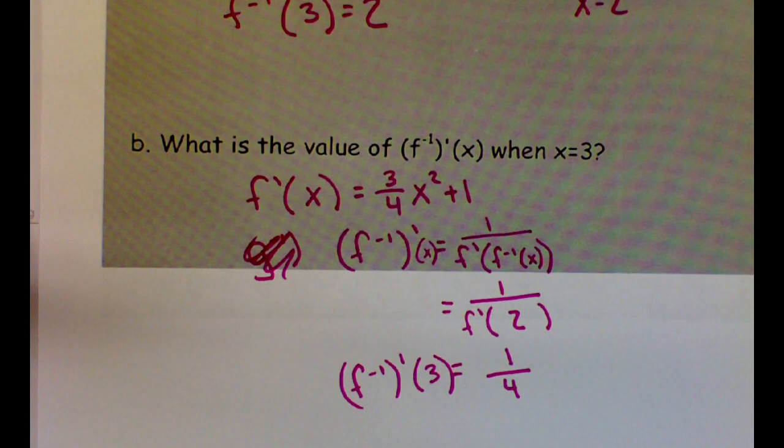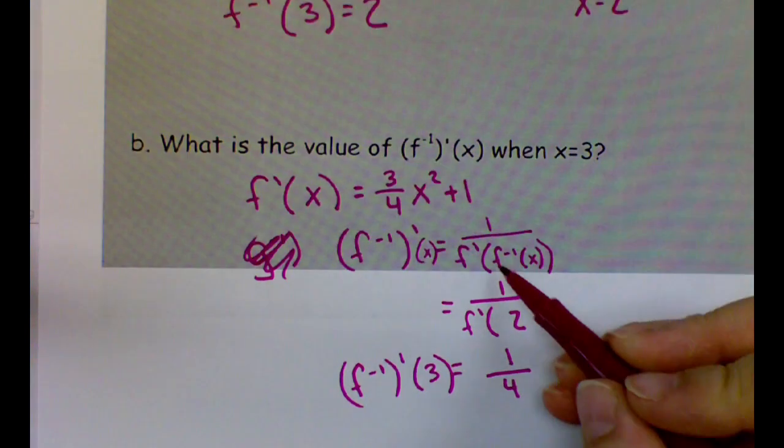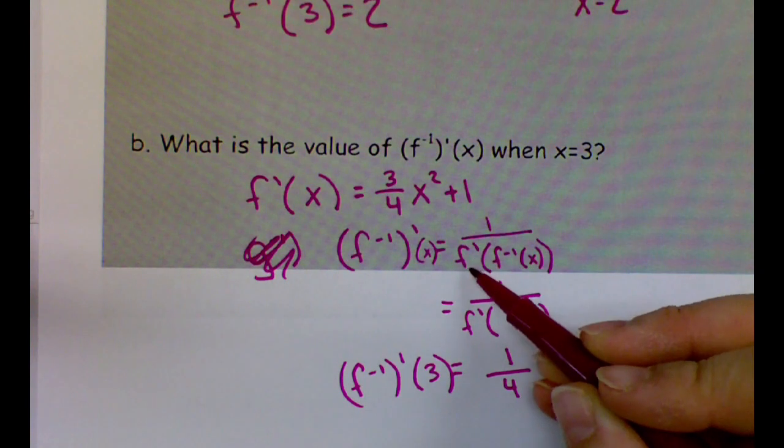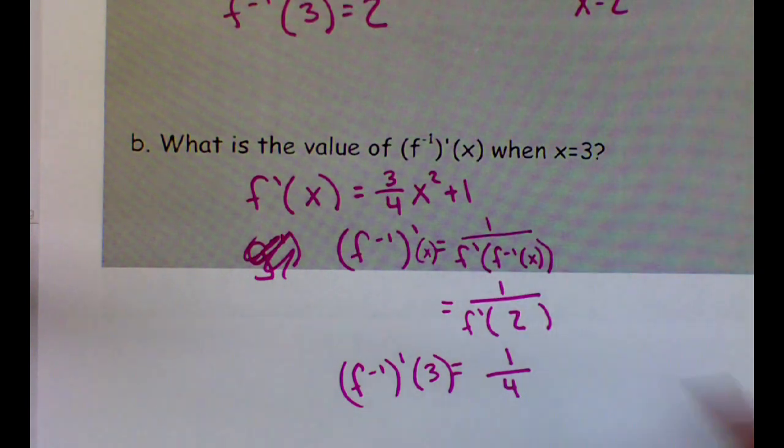It gets very, very wonky. Find the inverse value, plug that into the derivative of the original, then take 1 over that.